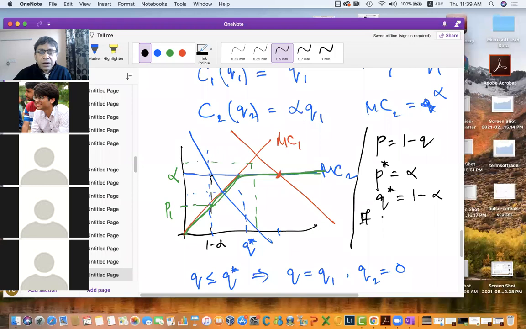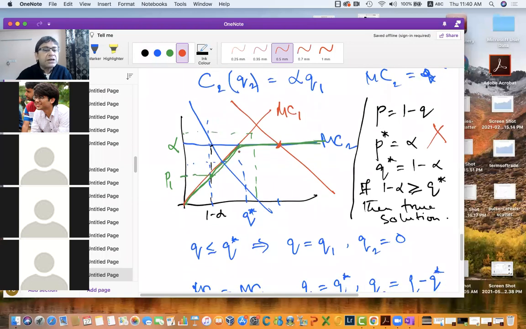If 1 minus alpha is greater than or equal to this Q star, then this is the true solution. If 1 minus alpha happens to be less than this Q star, then throw out this solution. Then this is not the true solution. Then we are in this blue part. And then how do we find the actual market equilibrium? You just ignore firm 2. You just look at the intersection of the demand function with firm 1's marginal cost, and that intersection gives you the equilibrium price and quantity.